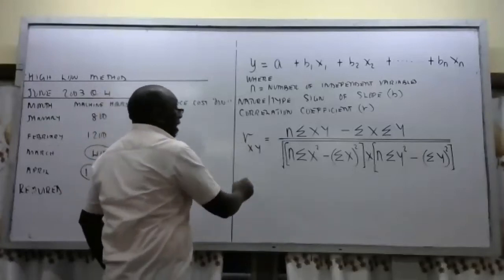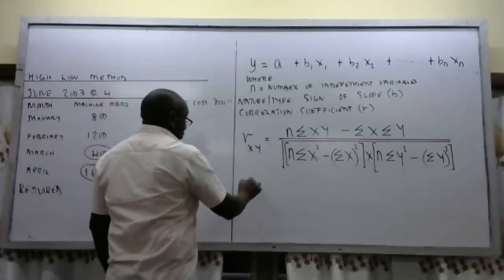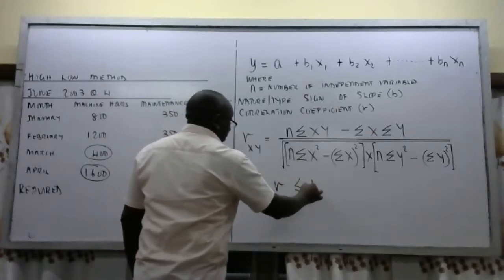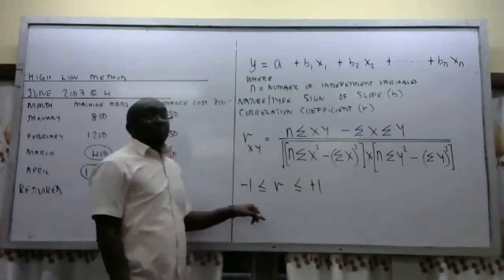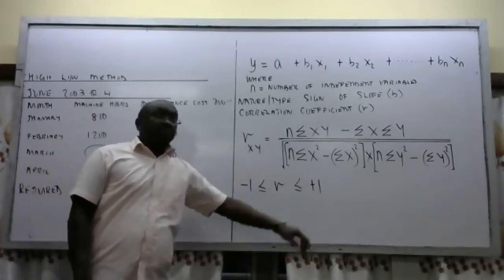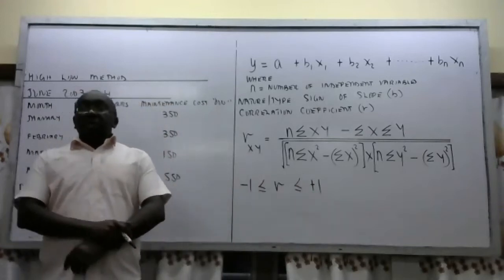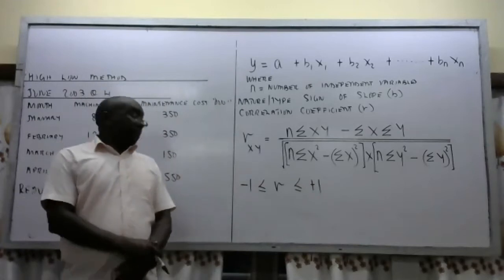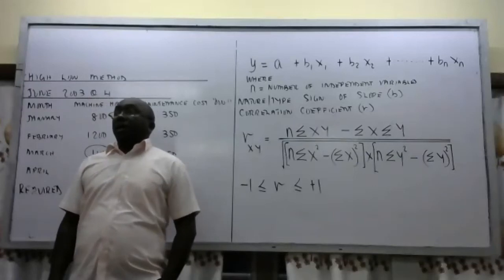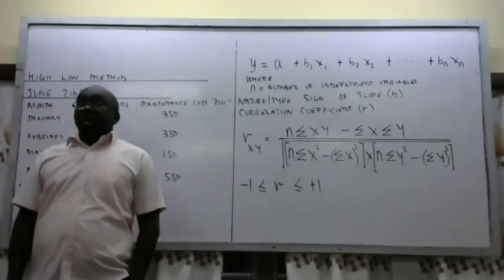Okay, then from there, you put something like this. R is supposed to be between -1 and +1. The lowest you can get is -1 and the highest is +1.